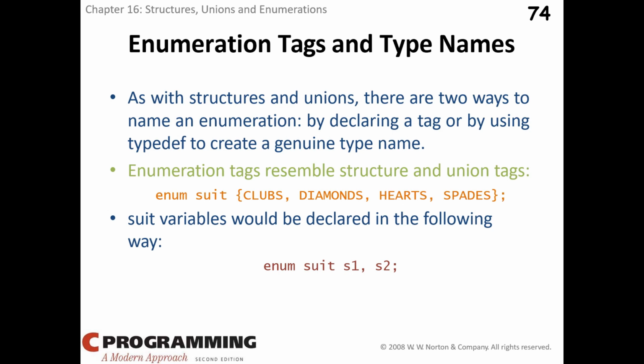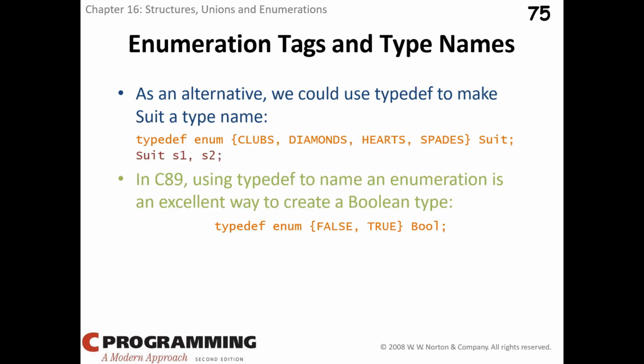And by doing so, S1 and S2 are declared as variables capable of storing one of the enumerated values, which are clubs, diamonds, hearts, or spades. Another approach to naming an enumeration is by utilizing typedef to establish a type name.